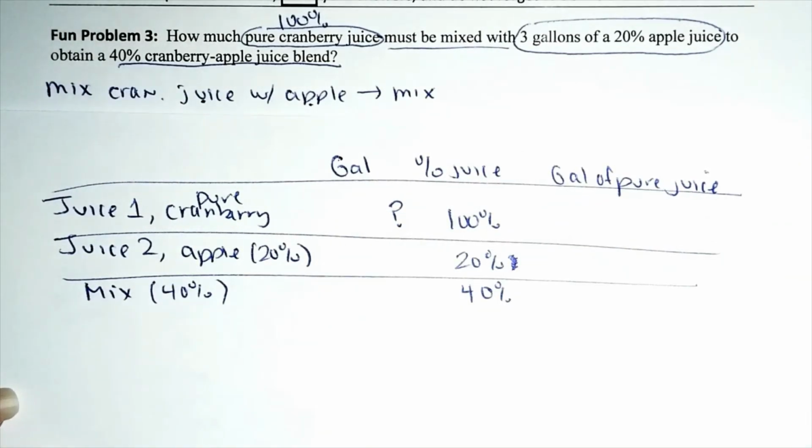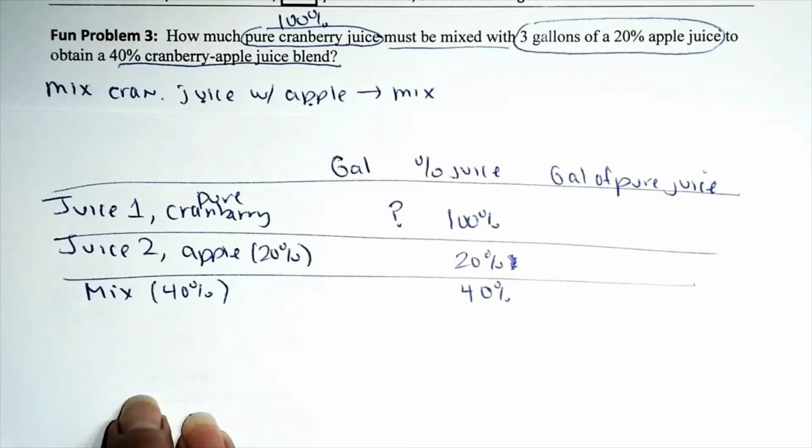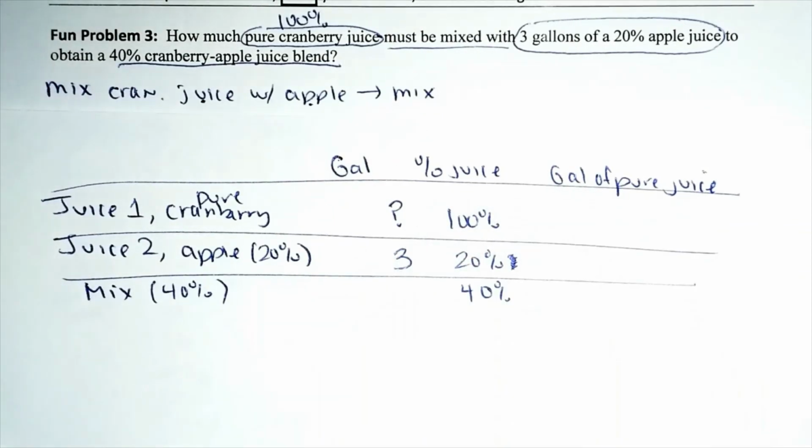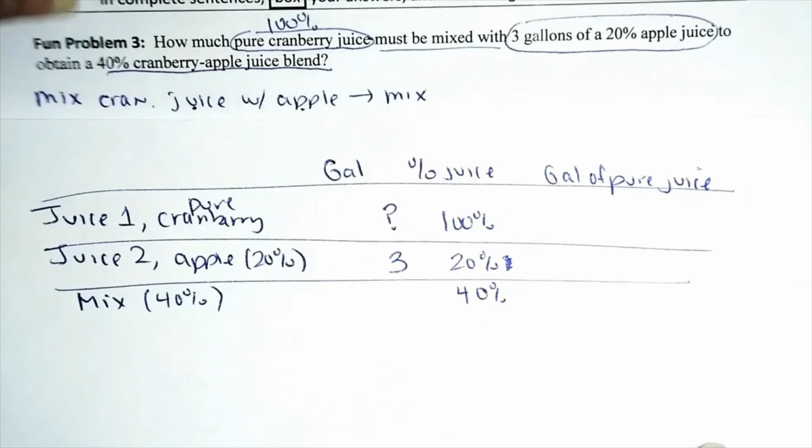Do you need a question mark? Of course not. You just need a variable, but that's my style. It's like I don't know something, question mark. That way I can see, not just remember, what it is that I'm trying to find. How much pure cranberry juice must be mixed with 3 gallons of a 20% apple juice to obtain a 40% cranberry apple juice blend? Okay, I'm gonna put this to the side.